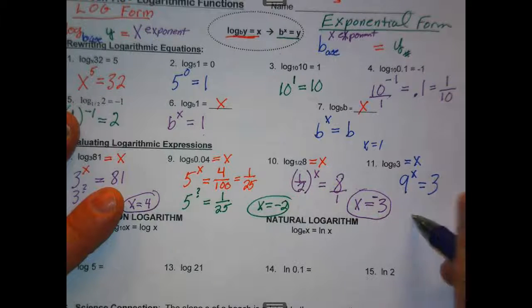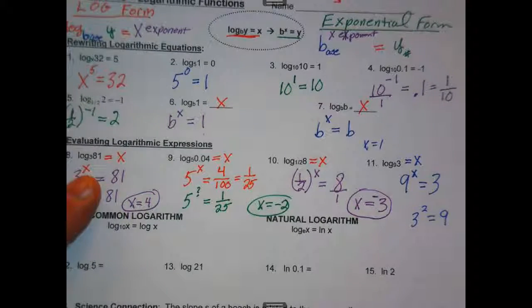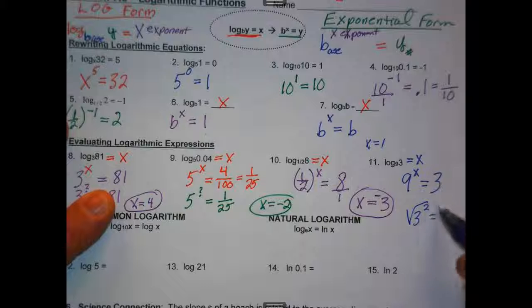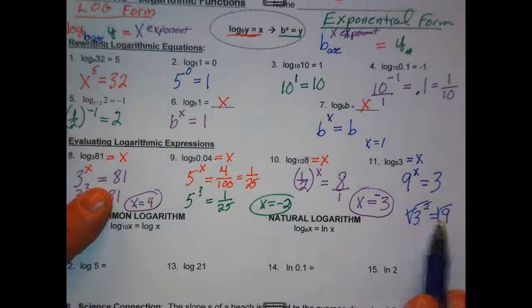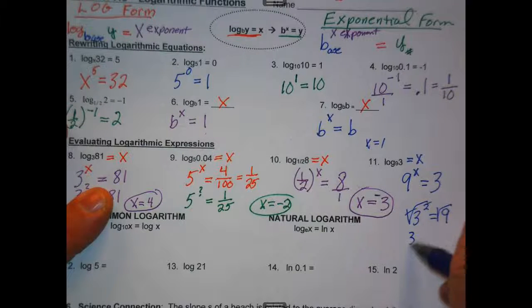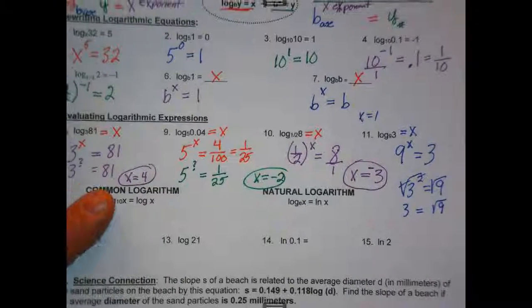3 squared is 9. How do I get rid of the power of 2? Square root both sides, right? That gives me my 3. So I just made my 9 a 3, right? You see that? 3 equals the square root of 9. What's another way to write the square root of 9? 3.